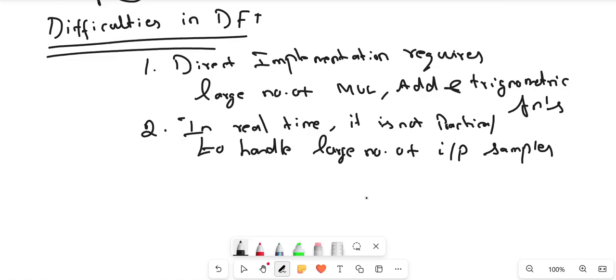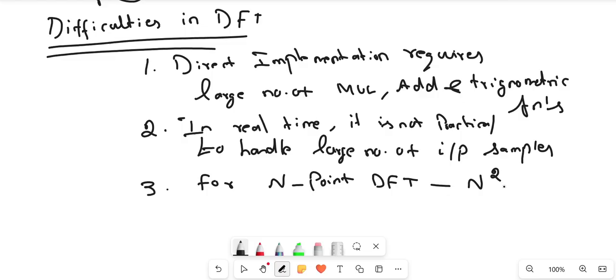For example, for an N-point DFT, the direct computation requires N squared multiplications and N into N minus 1 additions.